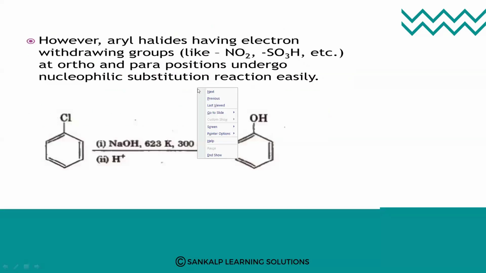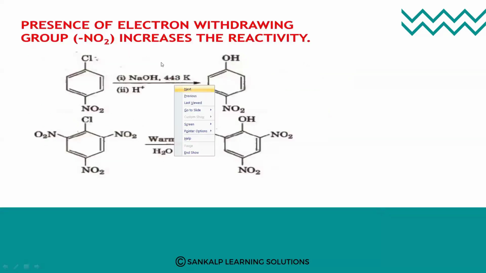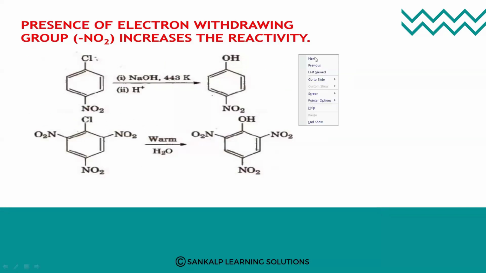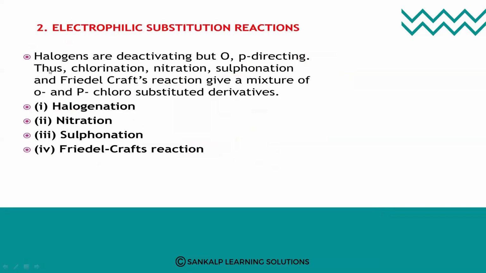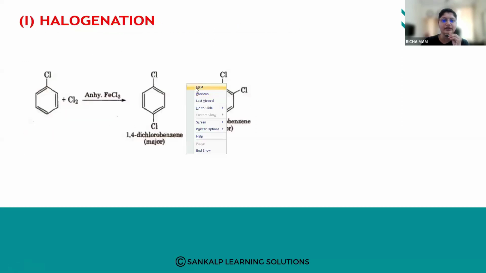Based on that, we had seen the effect of electron withdrawing groups, and how they increase the rate of reaction. These things we have also discussed. Then we saw the electrophilic substitution reactions. As you all know, halogens are ortho-para directing groups, so they will give ortho and para substituted products. Based on that, we saw halogenation, nitration, sulfonation, and Friedel-Crafts reactions. These were the different reactions we came across.